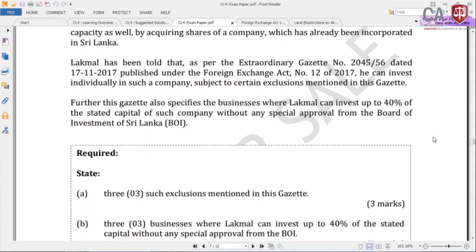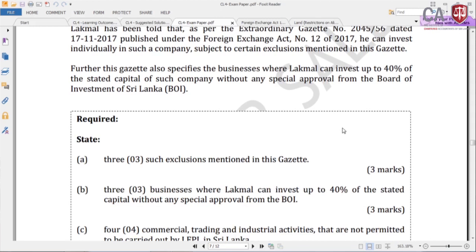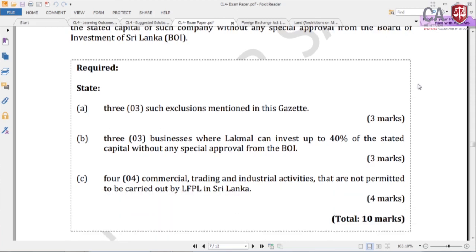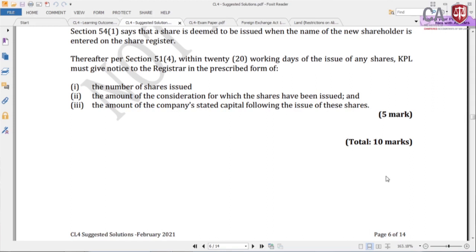in this gazette. Further, this gazette also specifies the businesses where Lakmal can invest up to 40% of the stated capital of such company, where Lakmal can invest up to 40% of the stated capital of such company without any special approval from the Board of Investment. So, this is what the regulation says, the gazette. Now, you are required to state 3 exclusions mentioned in the gazette, right. So, let us look at what are the 3 exclusions.